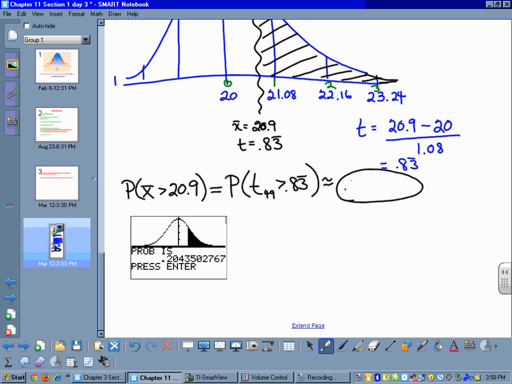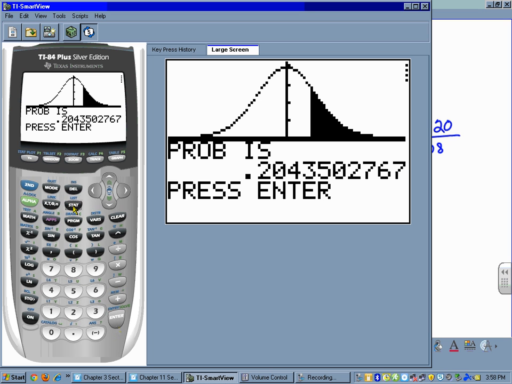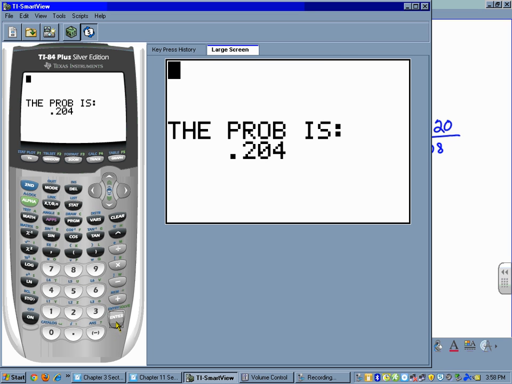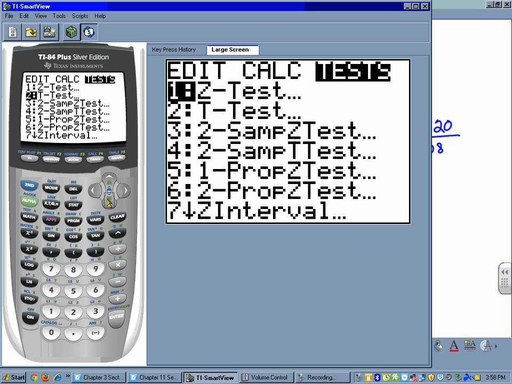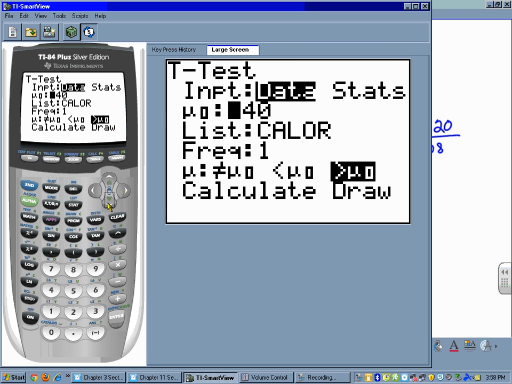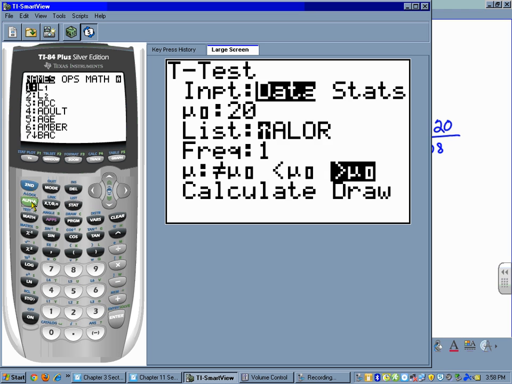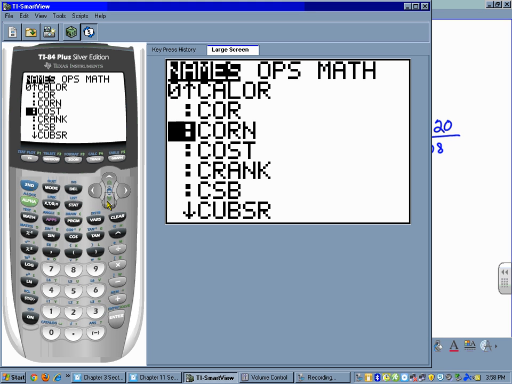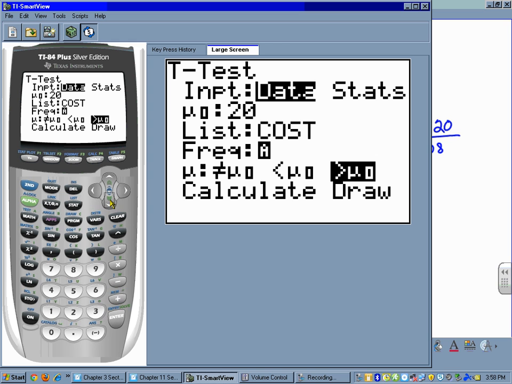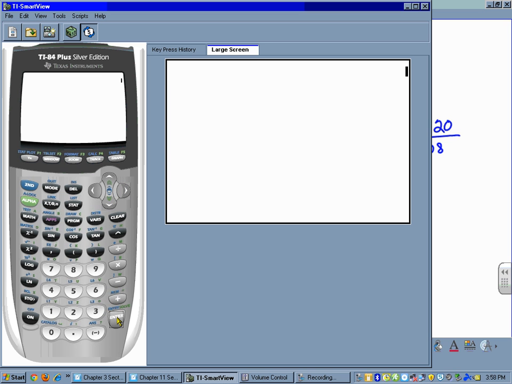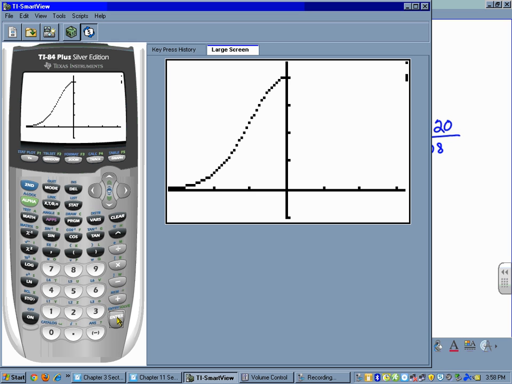My answer that I was looking for was 0.2044. Well, let's just verify that by doing stat. Oops, press enter to clear my screen. Stat tests. I want to do a t-test. I have data. My mu is 20. I want to use cost. And frequency 1, I want to do greater than 20, and I'm going to do a draw, which will verify my t-test statistic and my p-value, I'm hoping.